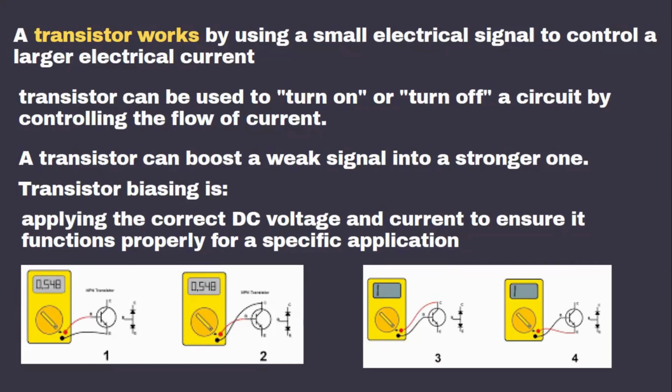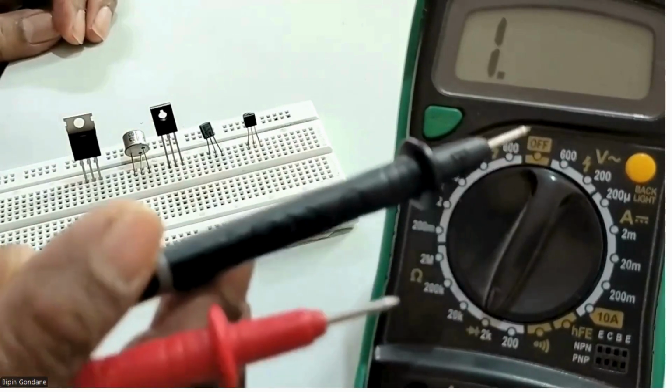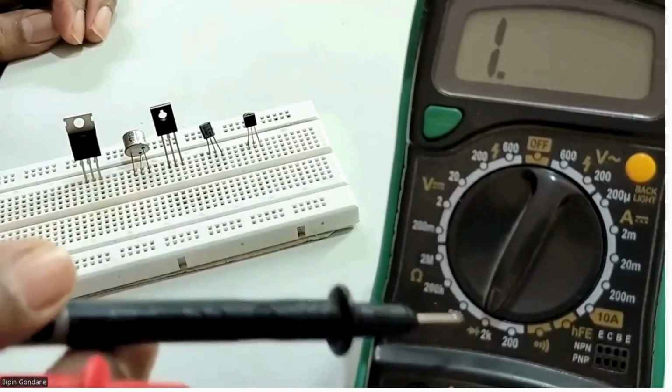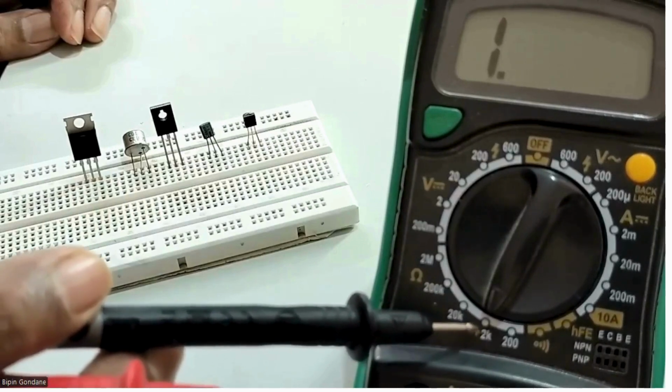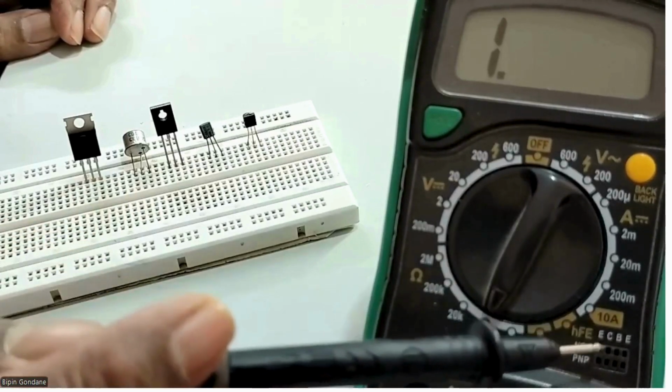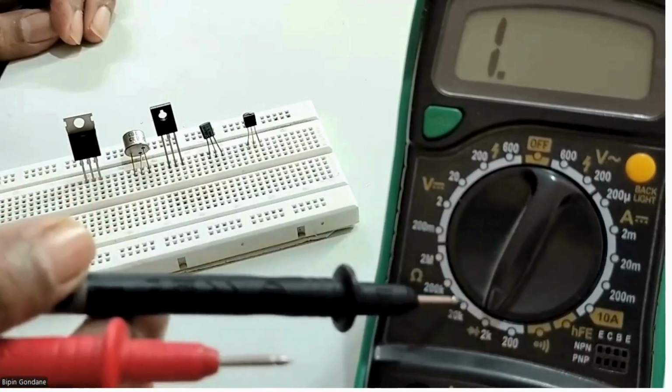So for that, we use transistor biasing. Now I have given two figures on the bottom side here, and this is about testing. I will show you one more video on how to test a transistor. For testing a transistor on a multimeter, you have to put your selector switch to diode mode. This is the diode mode.